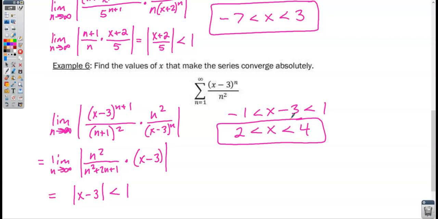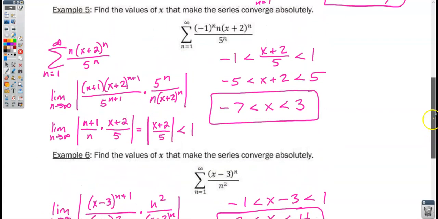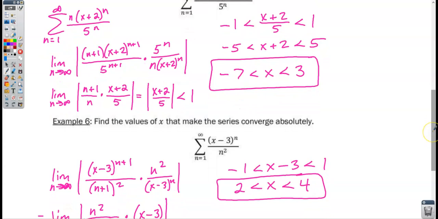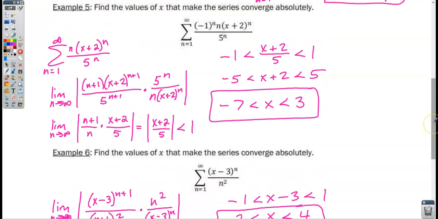Now, let's take a step back here for a second before we close up shop on this. Something we should do, and I'm going to have to do it in example 6, I didn't need to do it in example 5, but I'm going to do it anyway, is talk about what happens at these endpoints. Because the ratio test gave us this interval, and it is possible that the series could converge absolutely at these endpoints. So let's see what happens at these endpoints.